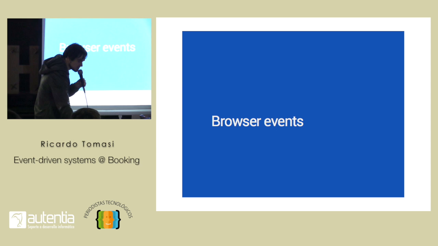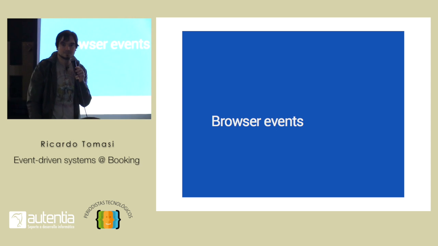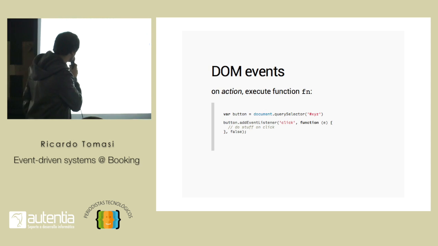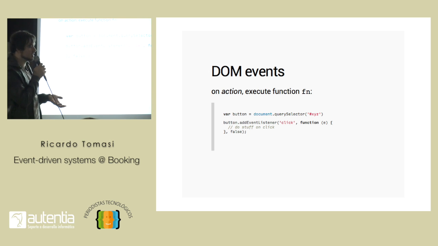So first thing is browser events. Who doesn't know what browser events are? Nobody? Okay, good. So you probably all have seen this, DOM events. When an action happens, you do something. So we have this DOM API, which is the standard event API. You get an element. There's a method called addEventListener to which you give an event type, and a function that will run when that event happens. So this is how we do events in the browser.